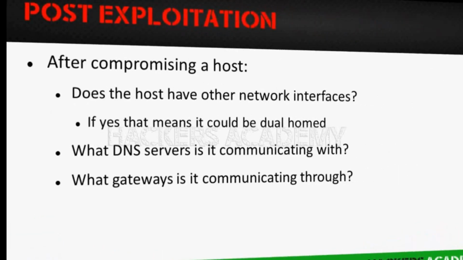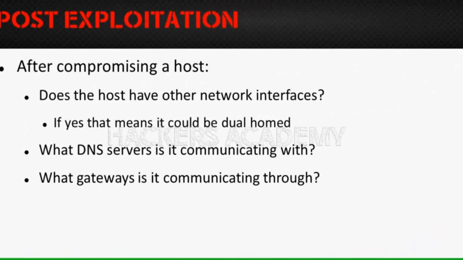Here's a post-exploitation tip. After you compromise a Linux host, one of the things you want to be looking for is, does it have other network interfaces? If it does, that usually means it's connected to two different networks, and you can use that compromised host to make your way into another network or another network segment. In corporate environments, this is a common practice when you want to separate networks that host sensitive information and sensitive servers. Other information you want to look at is what DNS server the compromised host is communicating with. Also, what gateway is it communicating through? That gives you a much better understanding about the network you're on.